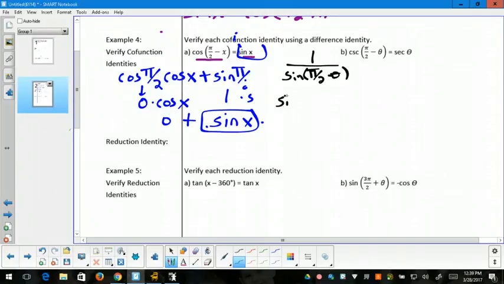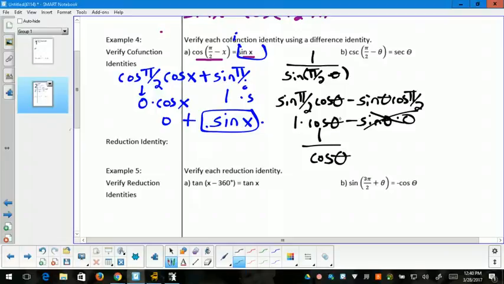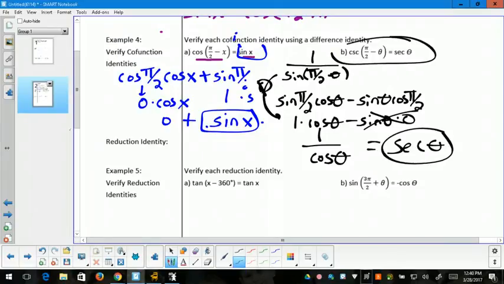So I have sine of pi over 2 cosine theta minus sine of theta cosine pi over 2. Well, sine of pi over 2 we already know is 1, and cosine of pi over 2 is 0. So I have 1 times cosine theta minus sine theta times 0, which is 0. So right now I have 1 over cosine theta, because this was all in the denominator. And that is equal to secant theta. So we should be able to use the sum and difference identities to prove some of these cofunction identities.